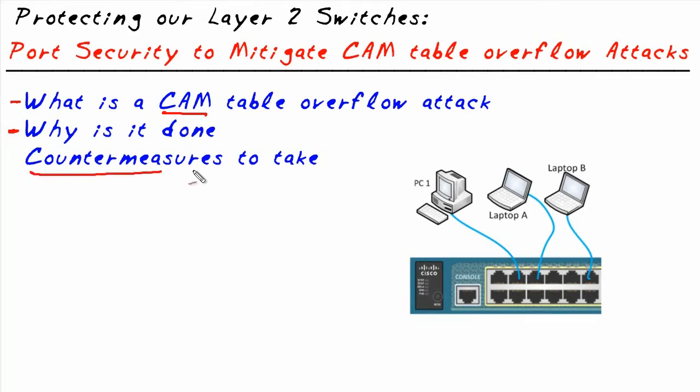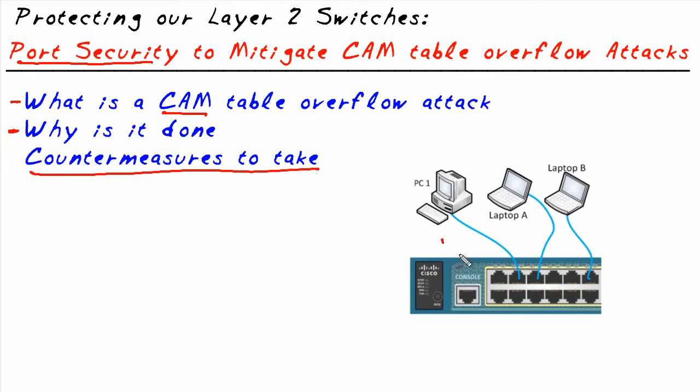So what are the countermeasures to take? They are so simple. Oh my goodness. Just don't power on your switch. Leave it powered off and you won't have any CAM Table Overflow attacks. But seriously, if you want to leave the switch up and you want to protect against it, what do you do? And the answer is we're going to use port security.